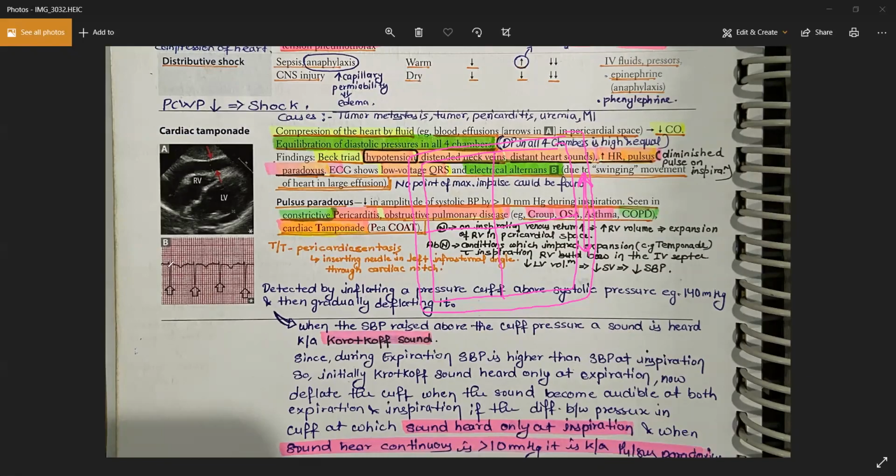One peak is higher, one peak is lower. Again, one peak is higher, one peak is lower. If you look at the QRS complex, one peak of the QRS is high, one peak is low, again high, again low. So this is the electrical alternans. Very important thing. Electrical alternans, pulsus paradoxus, low voltage QRS, distant heart sounds. All these things you will see on the examination.